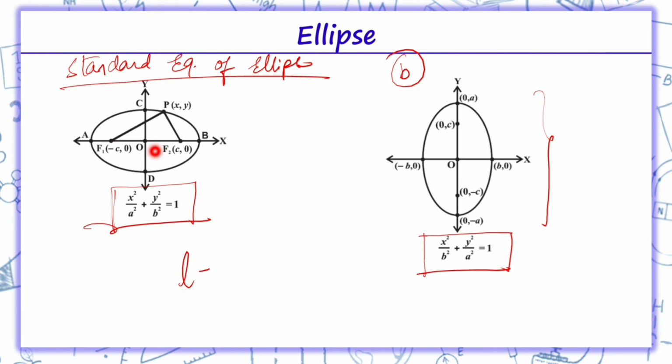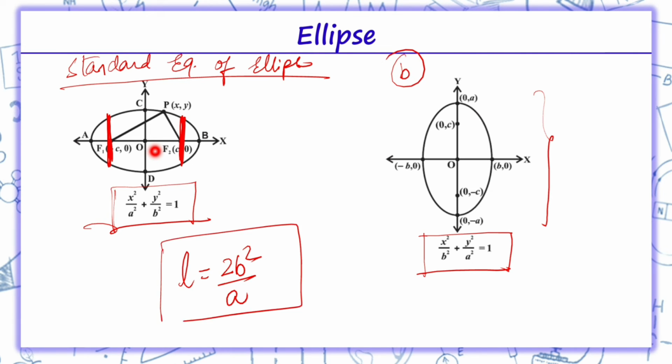Then we have to find the length of the latus rectum. The latus rectum is basically the line segment which is perpendicular to the major axis through any of the foci. Thus we can say this line segment is the latus rectum. The latus rectum is given by 2b square upon a. So this is all about the ellipse.